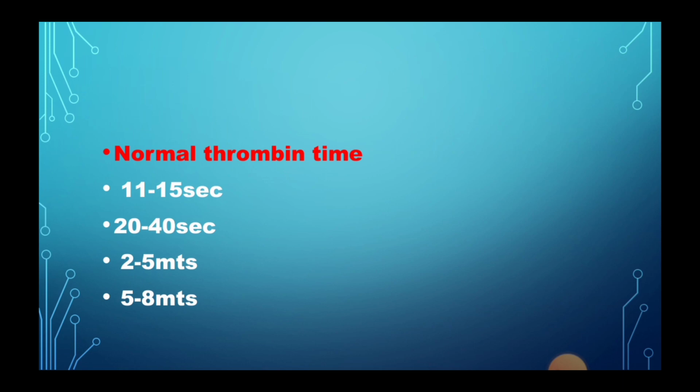Normal thrombin time is how much? 11 to 15 seconds, 20 to 40 seconds, 2 to 5 minutes, 5 to 8 minutes. Normal thrombin time is 11 to 15 seconds.